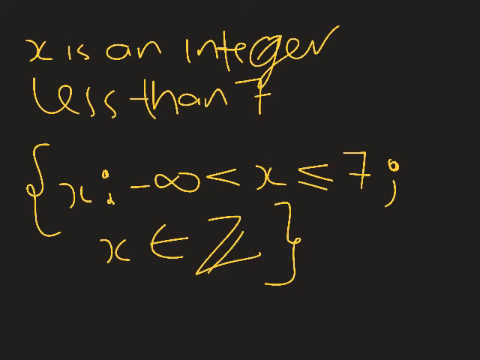That is set builder notation: the bracket, and you specify which group of numbers it comes from.